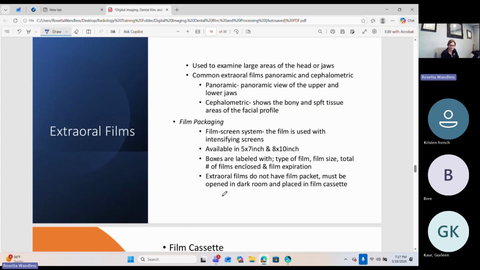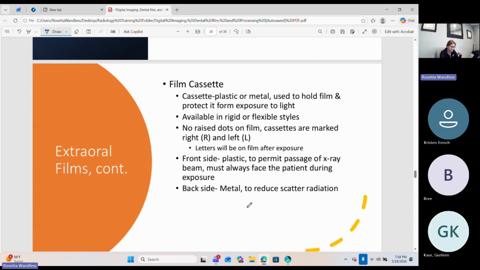So extraoral films, as I said, do not have an individual film pack. That means that we have to be in the darkroom when we open up their packaging and when we place it in what's called a film cassette. Now you're like, well, what's a film cassette? A film cassette is what we put the film in and attach to the X-ray machine itself, okay? So it's not going in their mouth, it's actually attaching to the machine. A film cassette is either going to be plastic or metal. It holds the film and protects it from light exposure.